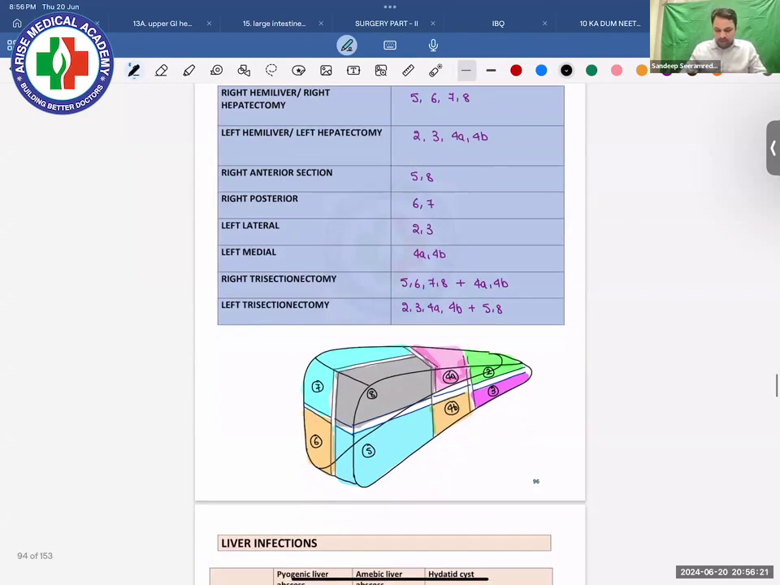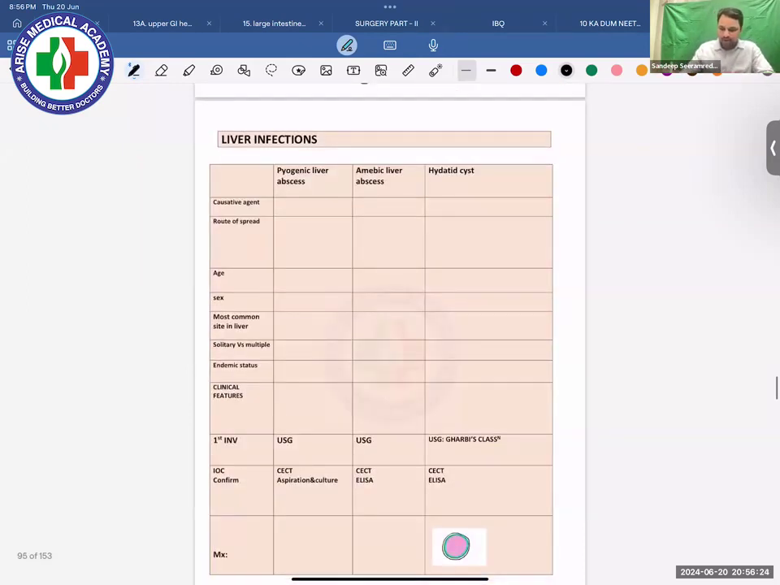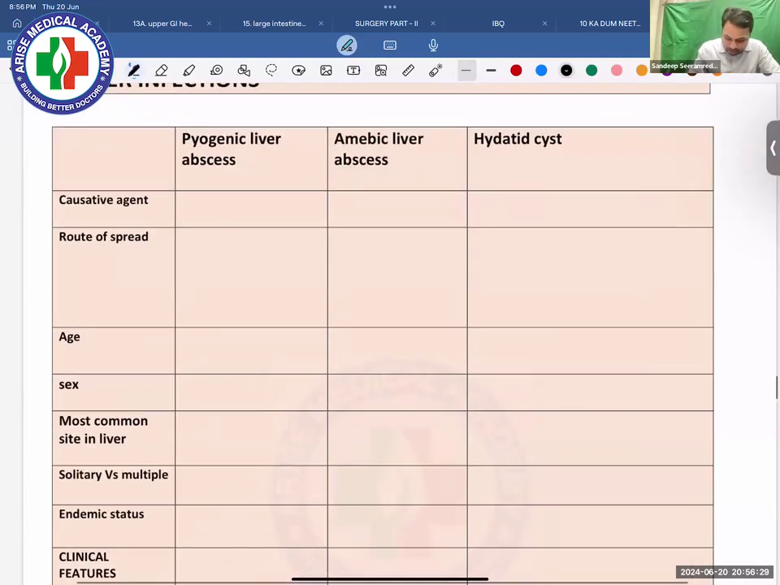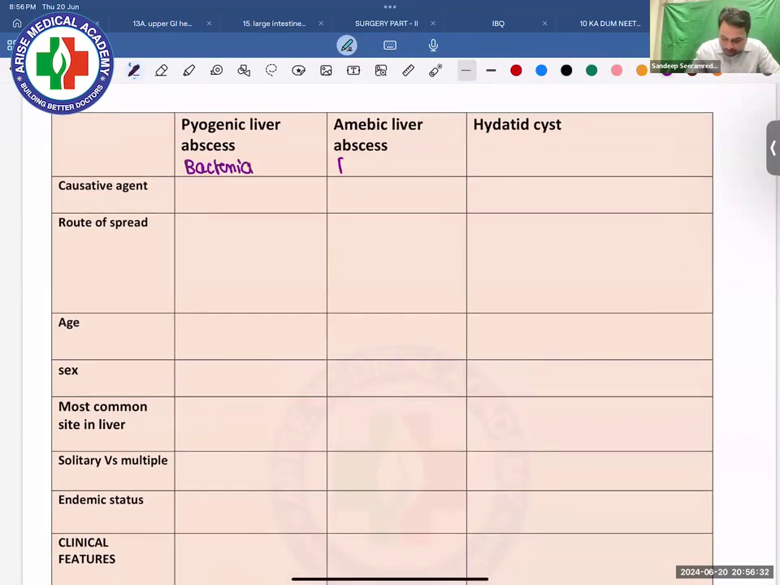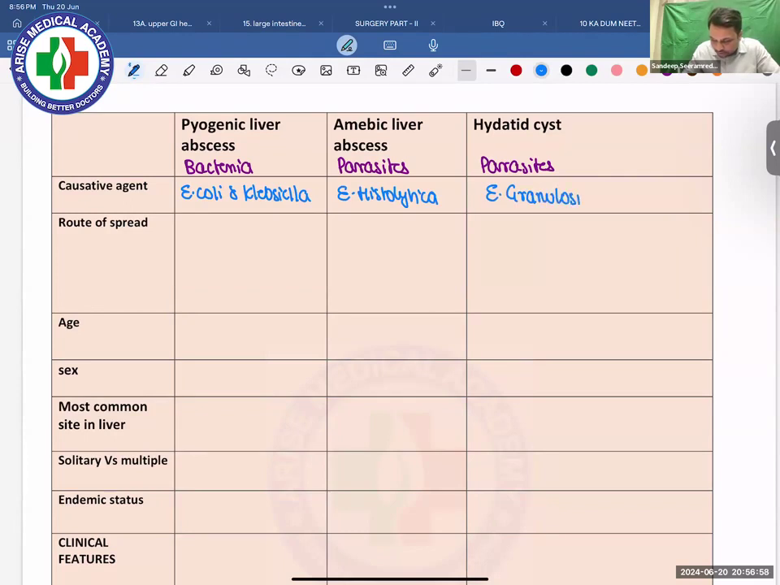Okay. So in liver infections, the 3 important infections that we're talking about are pyogenic, amoebic, and hydatid cyst. The causative agent for pyogenic is going to be bacteria. The other 2 are going to be parasites. The most common organisms causing pyogenic abscess are E. coli and Klebsiella. Amoebic liver abscess is going to be Entamoeba histolytica. Hydatid cyst is Echinococcus granulosus.